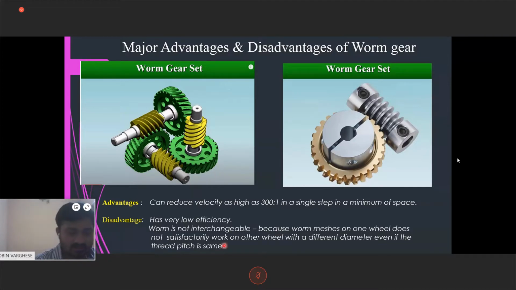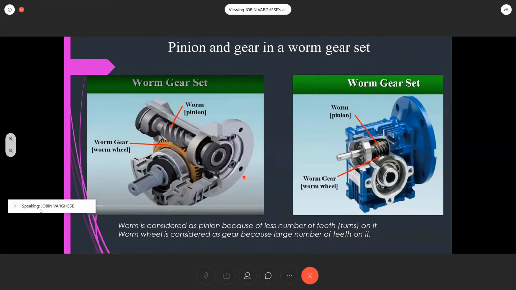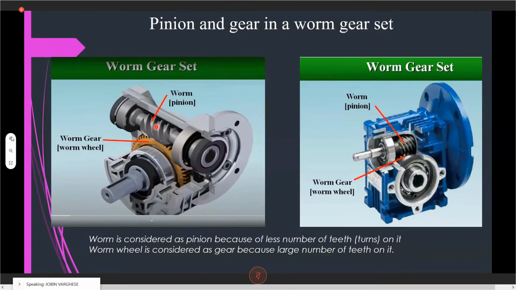Then, that's another major disadvantage here. Then comes the pinion gear. We just consider this as the pinion because there is a smaller number of teeth on it, and we consider this as the gear. There are two parts, the worm as well as the gear or worm wheel. Worm is considered as the pinion, and the worm wheel is the gear with the number of teeth.